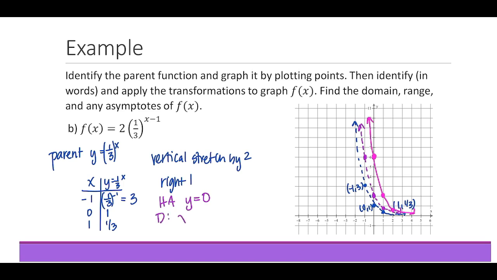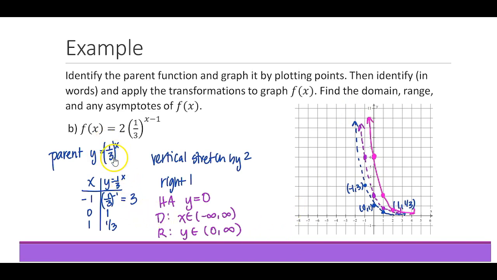We have a domain from -infinity to infinity. And our range this time will be from open 0 to infinity. So my lowest y values are going to be near 0, but never crossing the x-axis. And then I'm going to go up to infinity there.